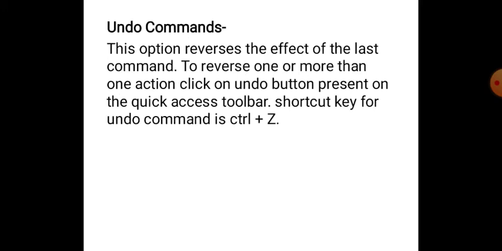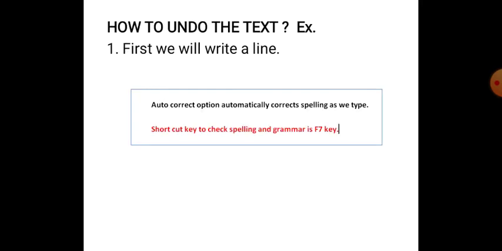First, we will understand the undo command. This option reverses the effect of the last command. If you want to reverse one or more actions, then we have to click one by one on the undo button that is present on the quick access toolbar. The shortcut key of the undo command is Ctrl plus Z. It reverses our actions.